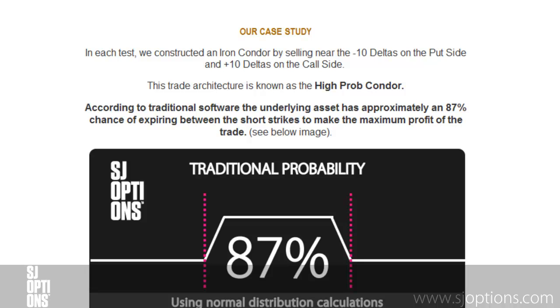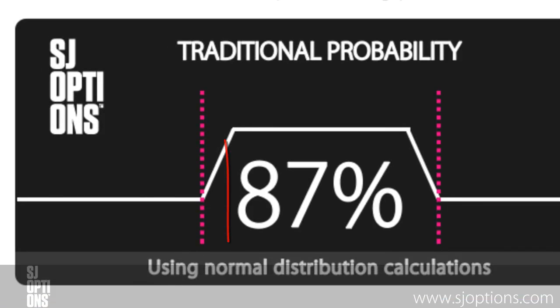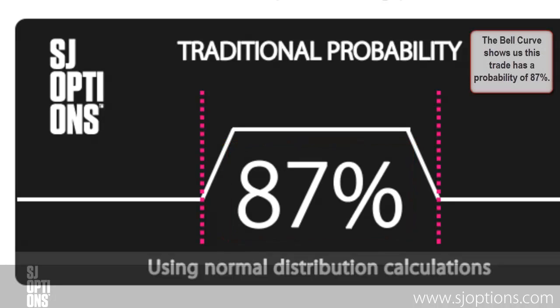In today's example, we were looking at the asset, the Russell, the RUT. It's a very popular instrument that people trade options with. According to the bell curve, this type of trade constructed on the Russell gives us about an 87% probability of profit at expiration. So that means that the user would enter into this trade, analyzing it the traditional way, and they would believe that they have an 87% probability of profit.